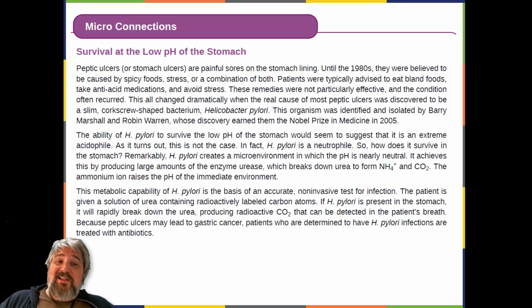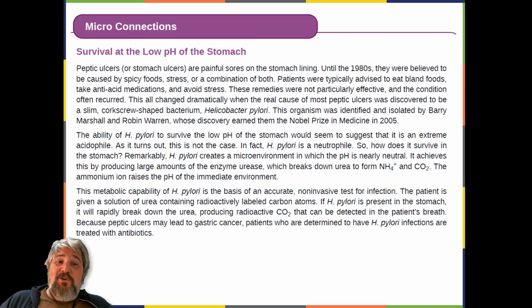This all changed dramatically when the real cause of most peptic ulcers was discovered to be a slim, corkscrew-shaped bacterium, Helicobacter pylori. This organism was identified and isolated by Barry Marshall and Robin Warren, whose discovery earned them the Nobel Prize in Medicine in 2005. The ability of H. pylori to survive the low pH of the stomach would seem to suggest that it is an extreme acidophile. As it turns out, this is not the case.